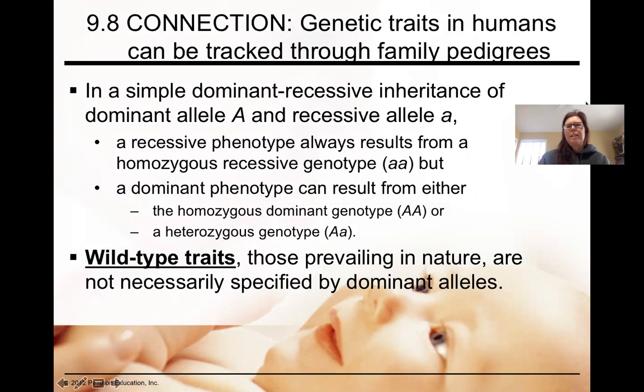But when we talk about the recessive phenotype, that means in order for them to show that recessive characteristic or that disorder, they have to be little a, little a. Now, the dominant phenotype can either be homozygous dominant, big A, or heterozygous, big A, little a. We tend to refer to some things as wild type traits, and that doesn't necessarily mean it's the dominant trait. It just means it is the most prevalent, the one we see most often in nature.